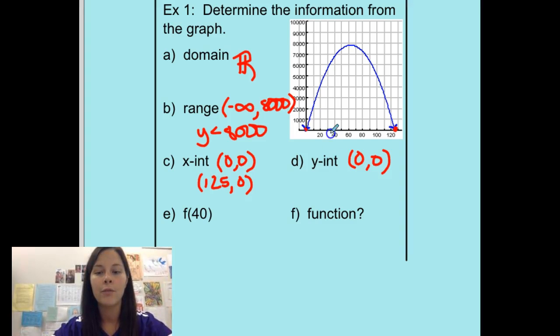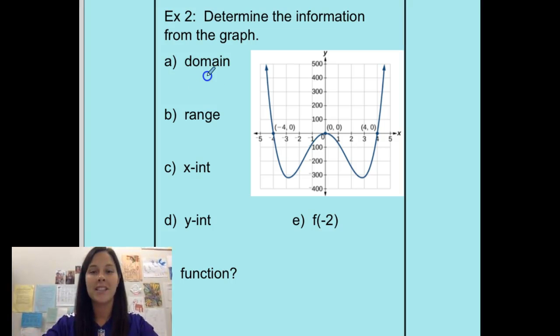So we go over to 40 on the x-axis, and we go up to where that hits the graph. And then we read, and it's roughly 7,000. It's just shy of that, but I'm going to estimate that value to be about 7,000. And finally, is this graph a function? Thinking about sliding that vertical line side to side, there is no place that would cross the graph more than once, so yes, this is a function.